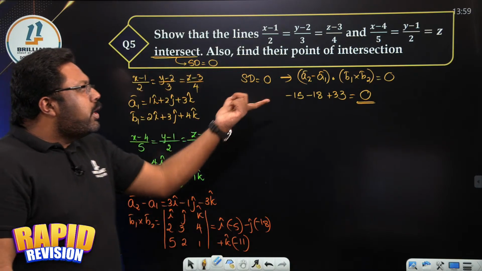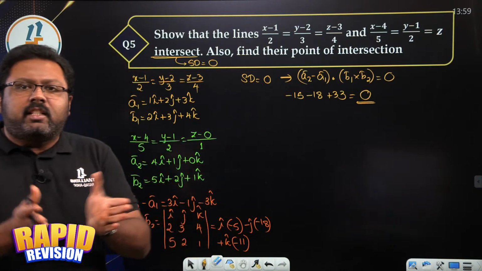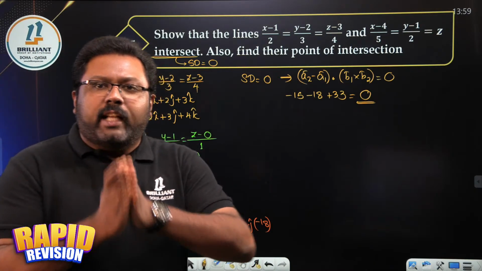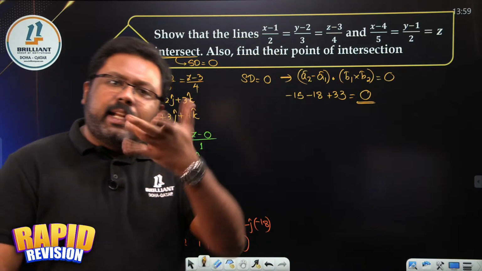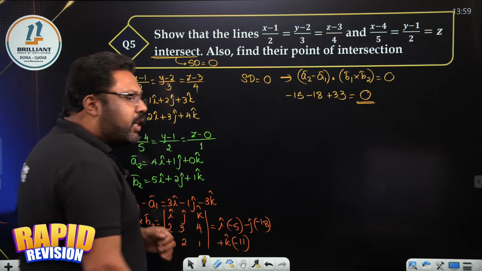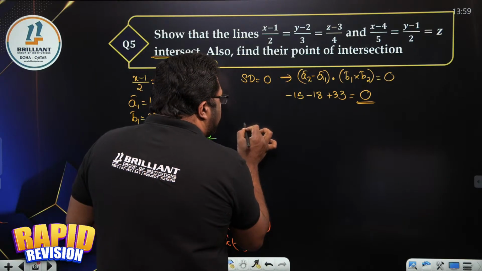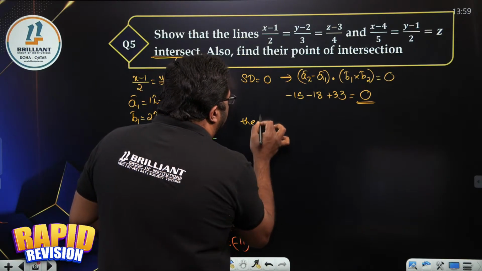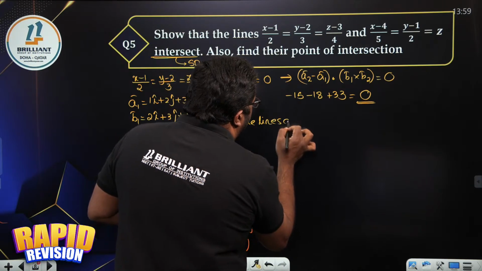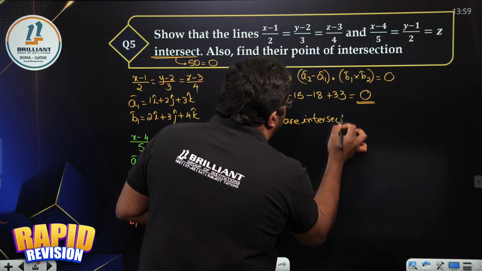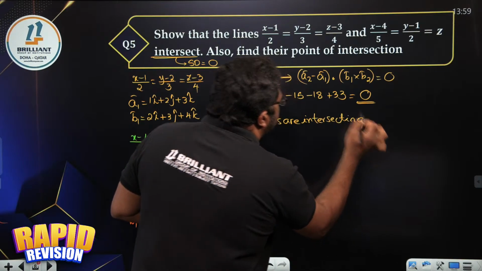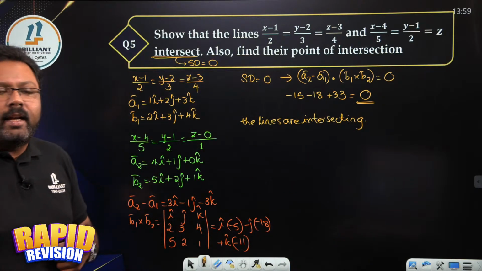Got it? I don't have to substitute in the entire formula. If I know that the lines are intersecting, only do the numerator. If the numerator is 0, shortest distance is definitely 0. Okay? So the shortest distance is 0. The lines are intersecting. Please, it's a very good question for 5 marks this year. Please learn it. The shortest distance being 0, the lines are intersecting.